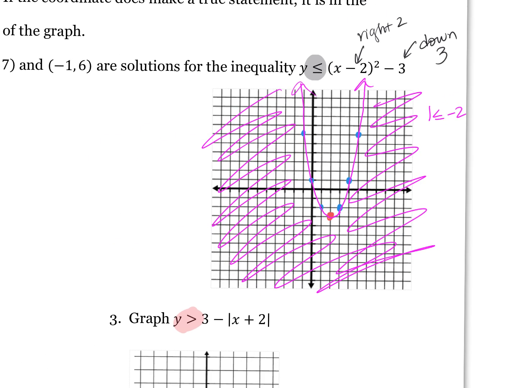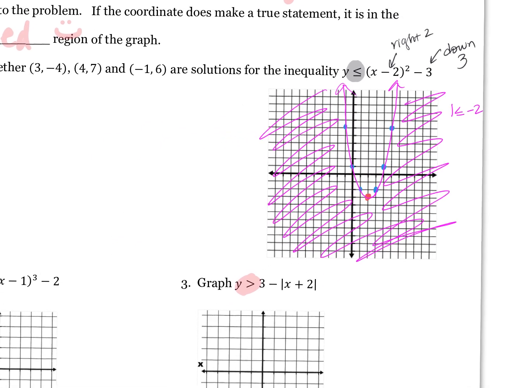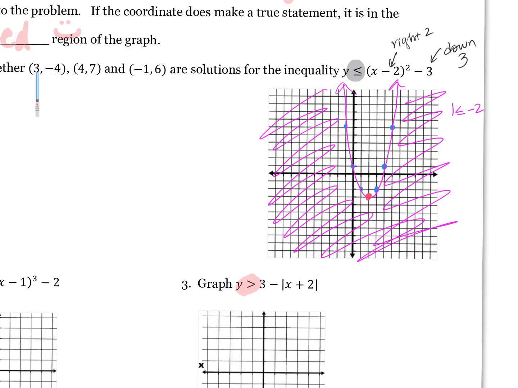Okay. Luke Lee, what do you think about 3, -4? It says, is this going to be a solution? 3, -4, Luke, is here. Would you say that's in our shaded region? Yeah. He's like, yeah, that one's good. I would just give that a little check mark. You could just say, that one's all good. How about 4, 7? 4, 7, I think, is here. Is that in my shaded region? No. Do you agree it's not in my shaded region? You okay with that? So I'll just give that a little cross out.